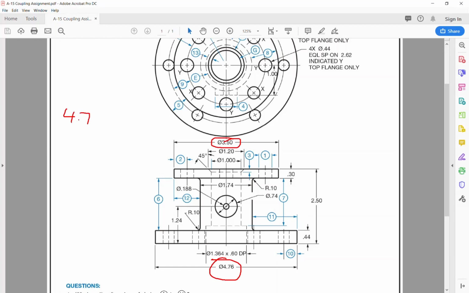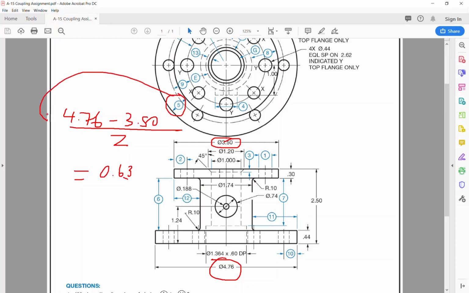So 4.76 minus 3.50 divided by 2 equals, let me just do that for you, 4.76 minus 3.5 equals 1.26 divided by 2. So your answer should be 0.63. And again, this is for dimension 5.